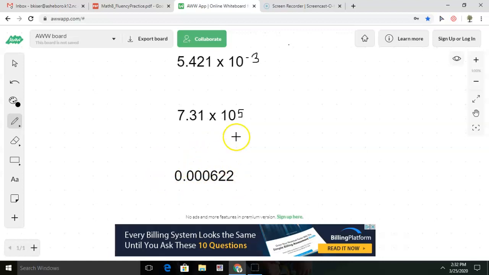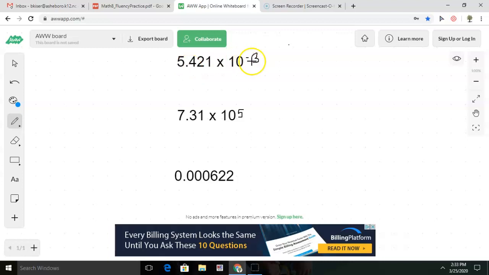So in your packet, you were asked to change these two to numeric form and change this one to scientific form. So you're basically going back and forth between two forms of writing a number. So let's tackle these. You're going to remember this after you see me do this, if you forgot.